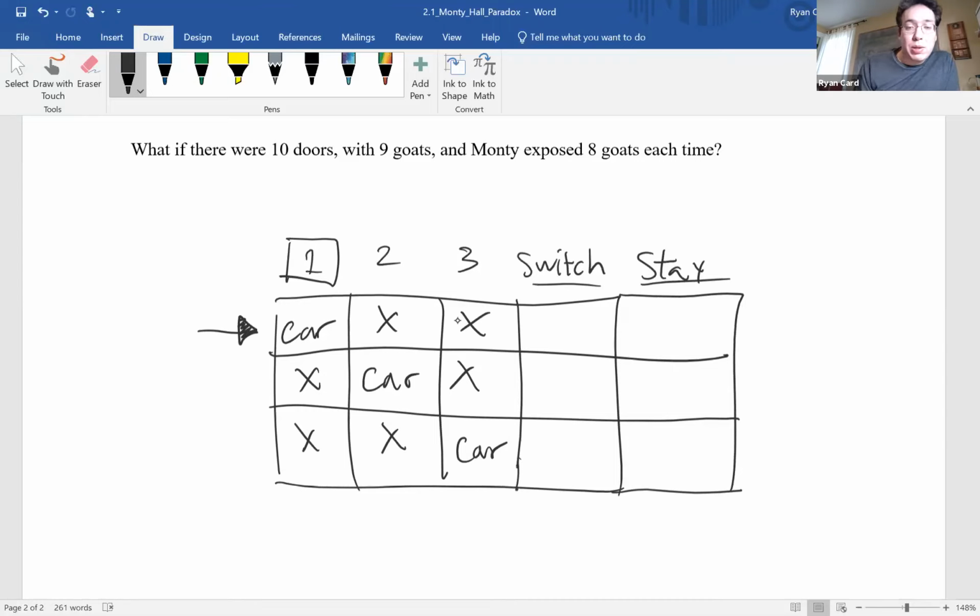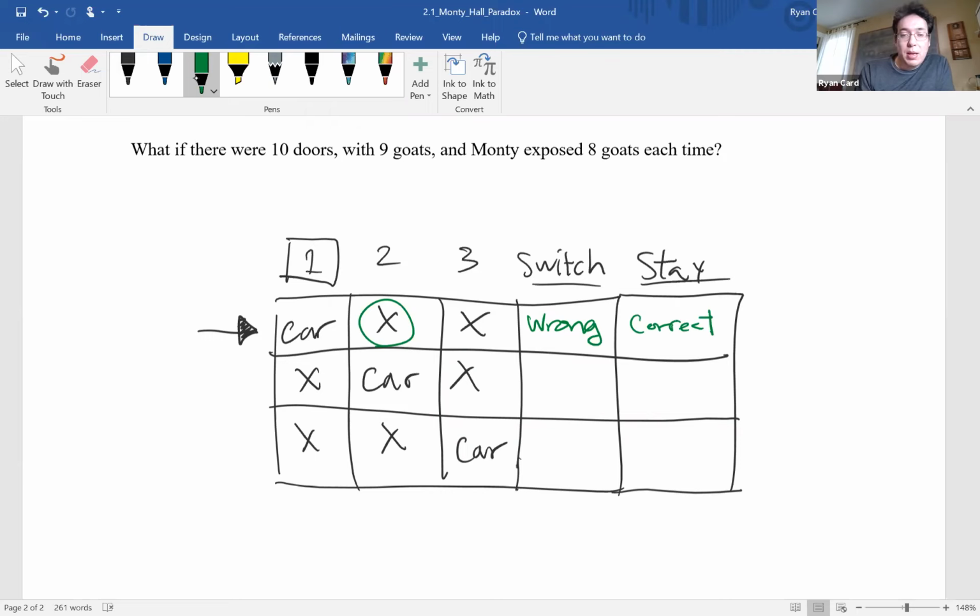If you chose the right door, Monty will reveal either two or three, since they both have a goat behind them. So he has a choice in this case, and maybe reveals that door. Whichever one he reveals, it doesn't matter, because if you switched, you'd go to the goat. So this is the wrong decision. But if you decided to stay, that would be the correct decision.